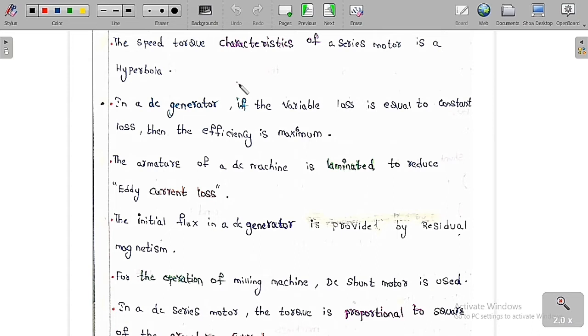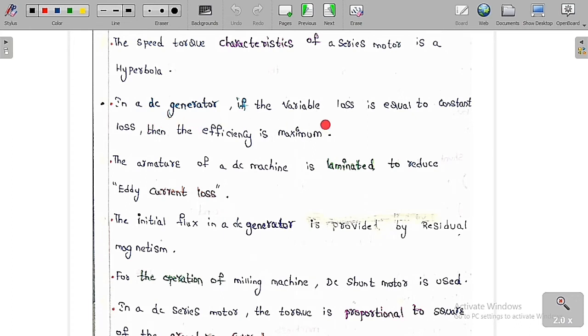I've already told you, N is inversely proportional to T. Simply we can say N is directly proportional to 1 by T. So whenever the torque increases, the speed will decrease. These things I've already told you. The graph is nothing but a hyperbola.